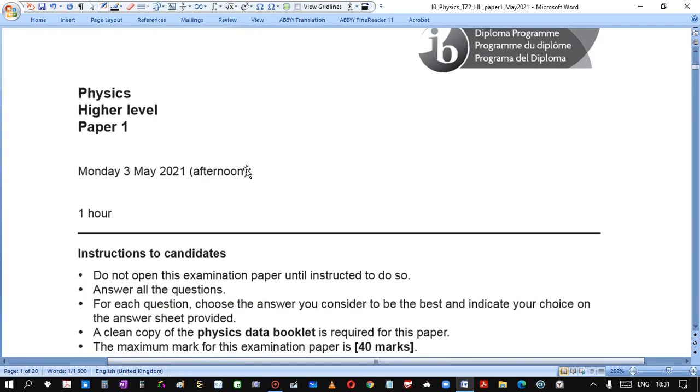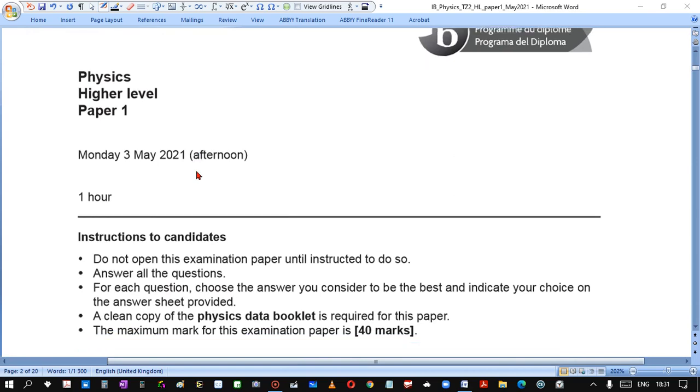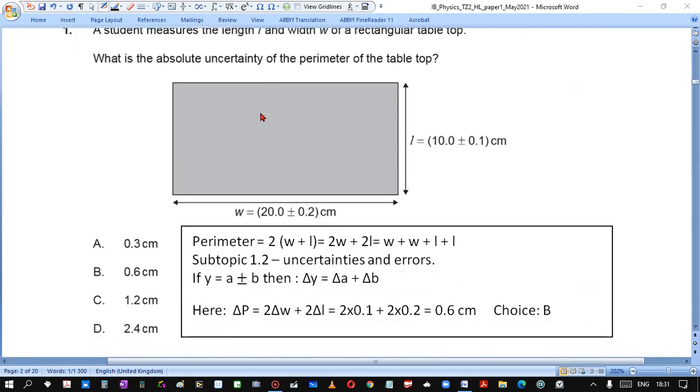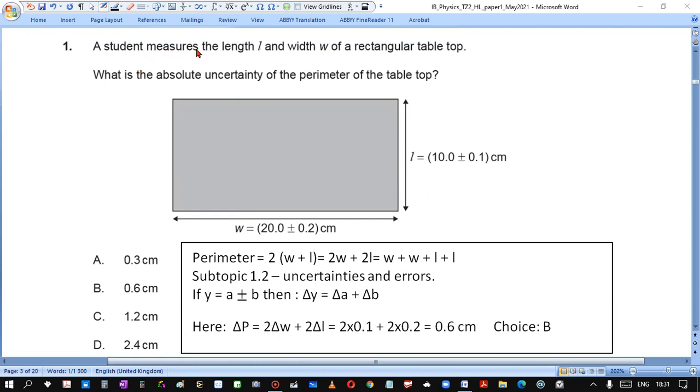Let's start. So this exam took place on Monday, 3rd of May 2021 afternoon, 1 hour. Question 1. A student measures the length L and the width W of a rectangular tabletop. What is the absolute uncertainty of the perimeter of the tabletop?